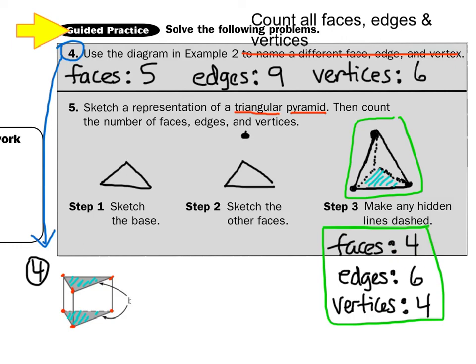Now the edges, again, start at the base. So I see 1, 2, 3 edges at the base, and then 1, 2, 3 edges going up. So 3 plus 3 gave me 6. And then the vertices, the corner points, I see 1, 2, 3 corner points for the base, and just that top point. So 3 plus 1 gave me 4. And then for the movie clue, I want you to tell me the name of the solid that's on example 2 that I crossed out. So tell me the correct name of that solid.